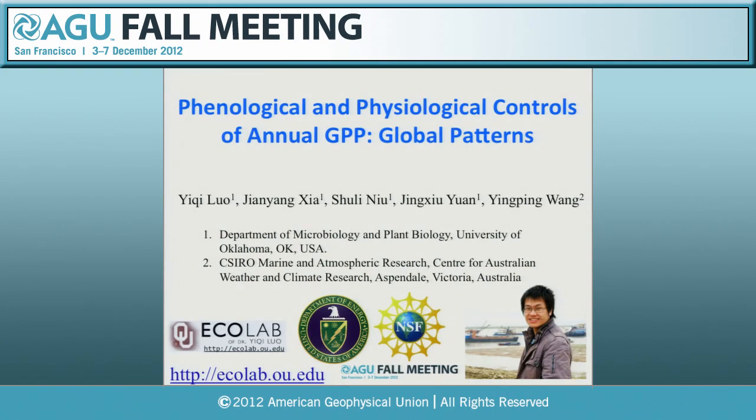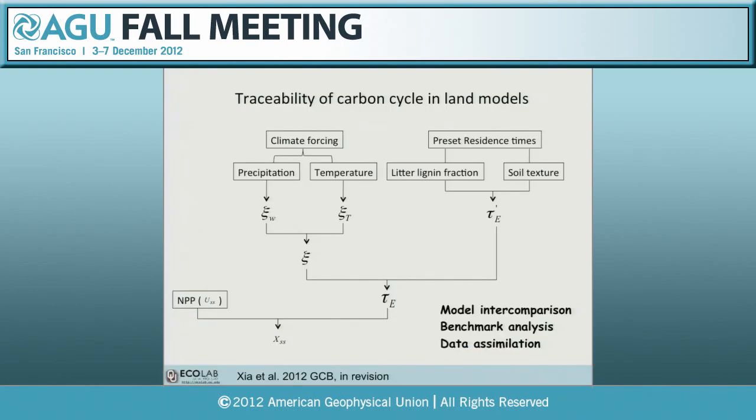Well, in the past couple of months, we discovered a pattern. It's a globally, highly conservative pattern of annual GPP as determined by phenology and physiology. Today, I'd like to show you how we discovered that pattern and then get your responses. But before we do that, I'll show you our motivation.